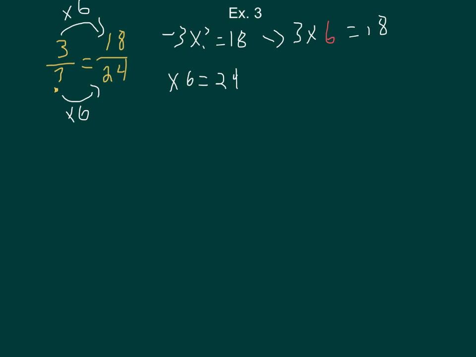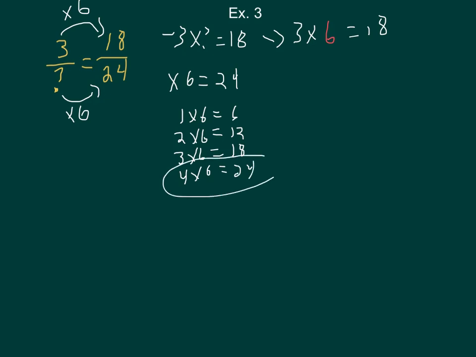We could do it like that and then go through our math read, which would be okay, 1 times 6 is 6. 2 times 6 equals 12. 3 times 6 equals 18. 4 times 6 equals, okay, there we go. So we know which one it was. It's 4.